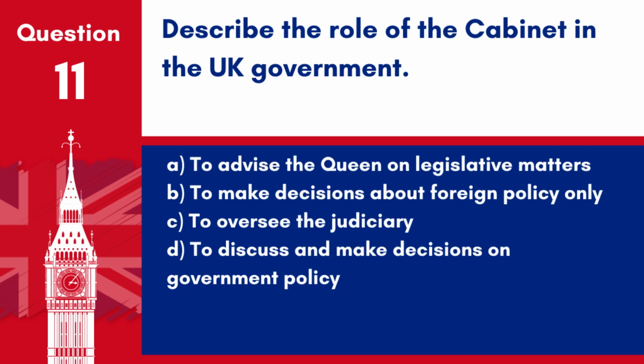Question 11. Describe the role of the Cabinet in the UK government. A. To advise the Queen on legislative matters. B. To make decisions about foreign policy only. C. To oversee the judiciary. D. To discuss and make decisions on government policy.